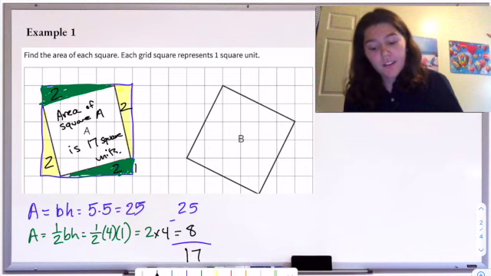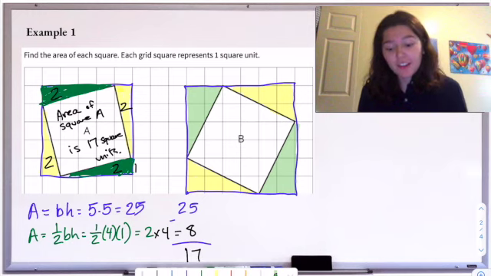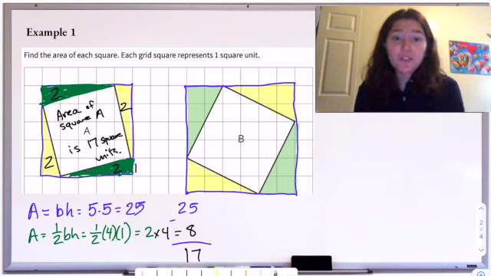Okay, awesome. Now you can do the same thing. So try square B, try this one yourself. And if you do need help, then you should go back and rewatch the example I just did for square A, or look at your notes, or ask me for help, and I would love to help you.